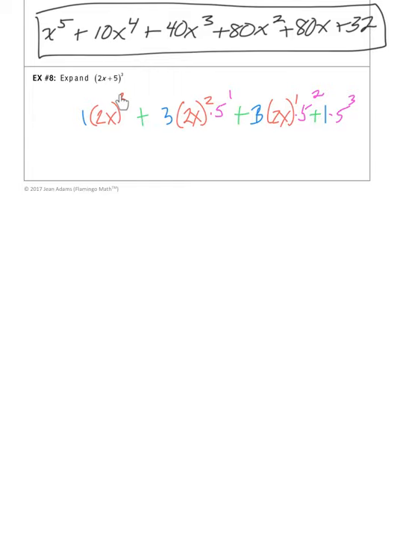So 2 to the 3rd is 8 times 1 is still 8. And then x to the 3rd is x to the 3rd plus 2 to the 2nd is 4. 4 times 5 is 20. And 20 times 3 is 60. So I get 60x squared. And then 5 squared is 25. Times 2 is 50. Times 3 is 150. So plus 150x. And then 5 to the 3rd is 125. And there you have it.